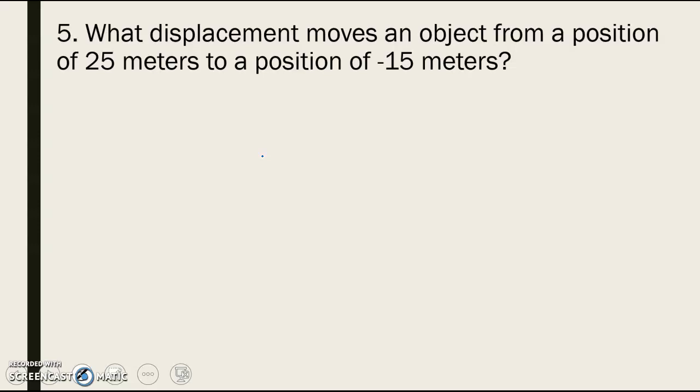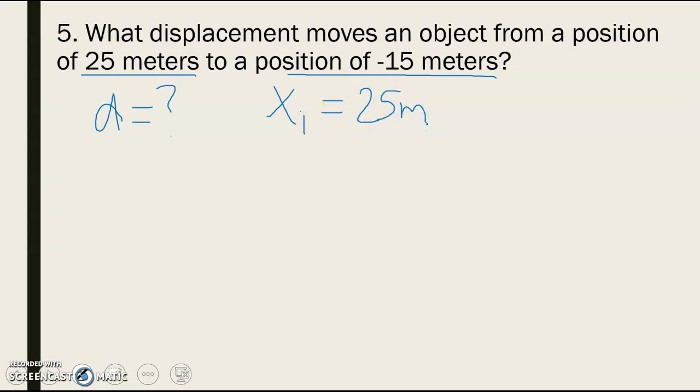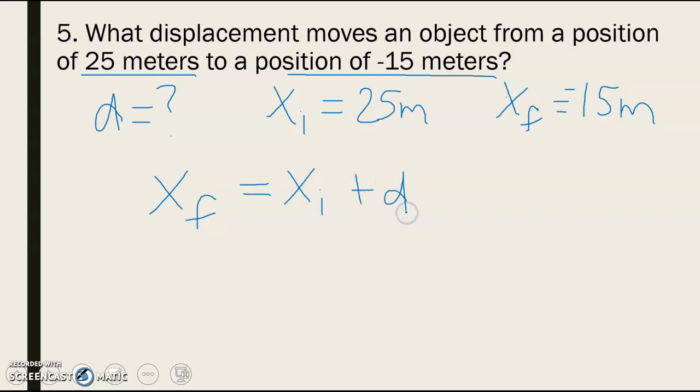Number 5, what displacement moves an object from a position of 25 meters to a position of negative 15 meters? All right, so we're looking for displacement, right? So D equals something. We know that it goes from a position, meaning the initial position, xi, is equal to 25 meters, to a position of negative 15 meters, so the final position is negative 15 meters. And remember our formula that we've been using: the final position is equal to the initial position plus the displacement. So let's plug in and then solve for displacement.